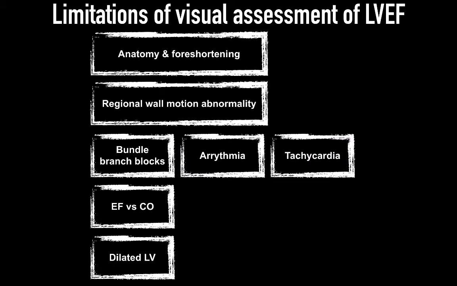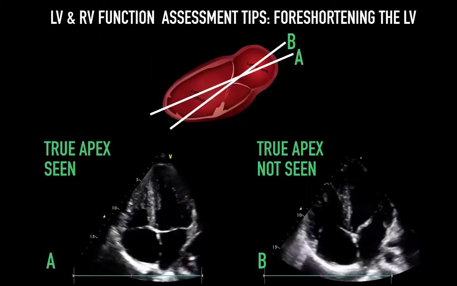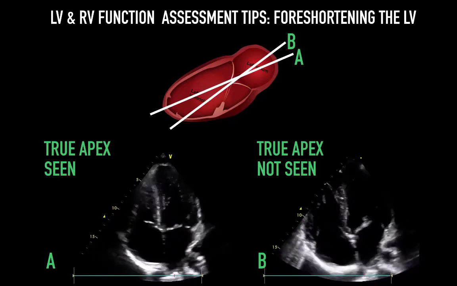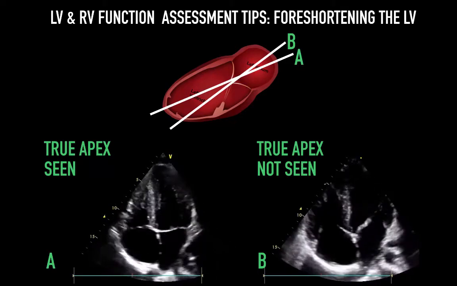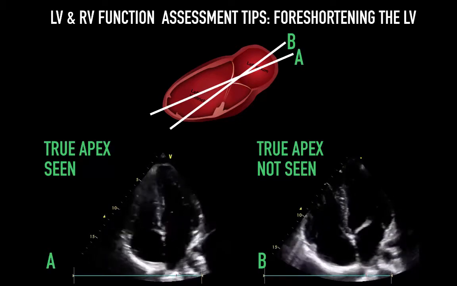The factors that limit visual assessment of LVEF include anatomy and foreshortening, regional motion abnormalities, bundle branch blocks, arrhythmias, tachycardia, the paradigm of ejection fraction versus cardiac output, and finally, a dilated LV. We're going to talk about anatomy and foreshortening. Foreshortening is the incorrect measure of the left ventricular long axis due to improper sector scan alignment of the left ventricular long axis. Basically, we're not cutting in the right place.